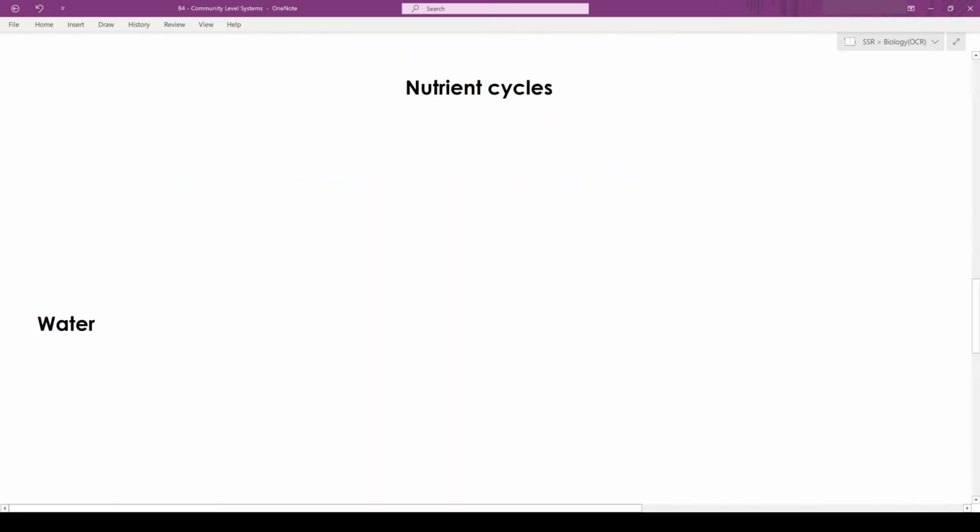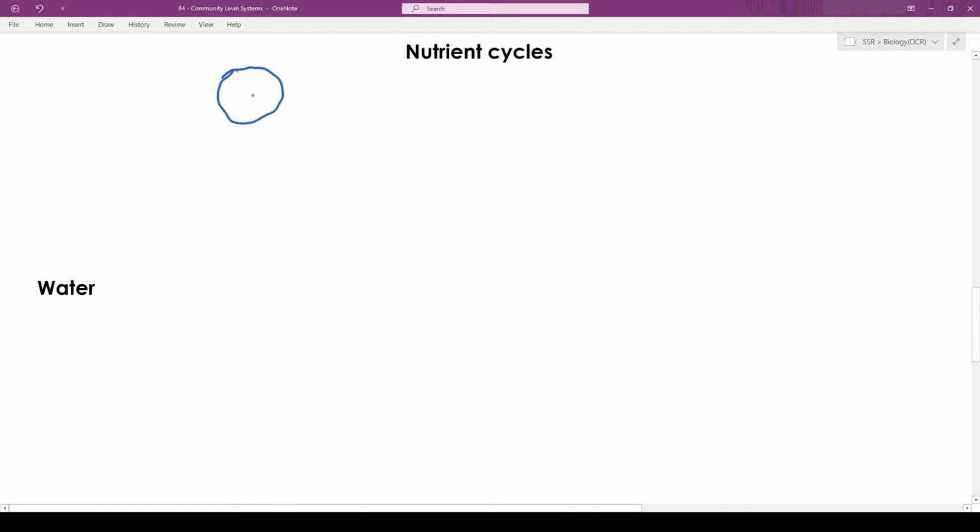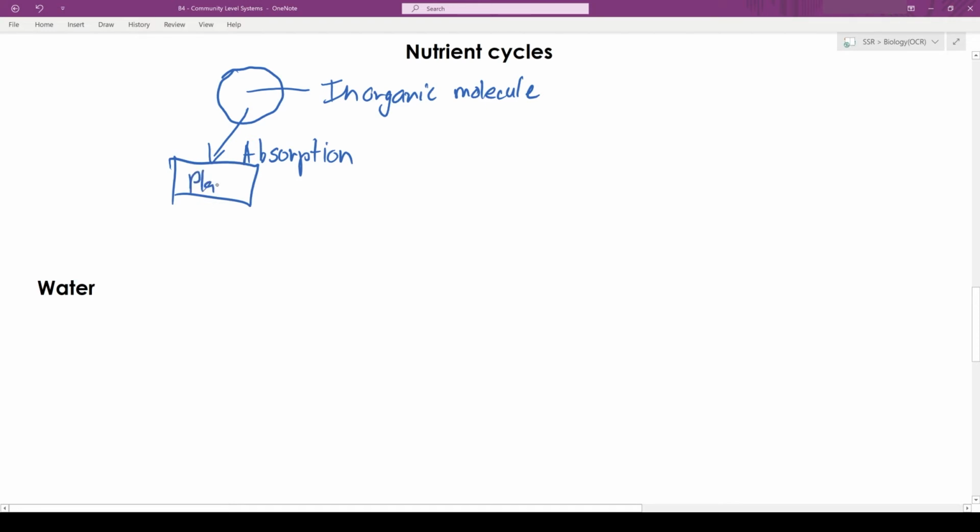Our next topic is nutrient cycles, and this is the ways or the pathways in which the different things that we need travel around the ecosystem. So often you will find them in the form of an inorganic molecule or ion. And from there it will be absorbed by plants. And so it will enter the store of a plant.